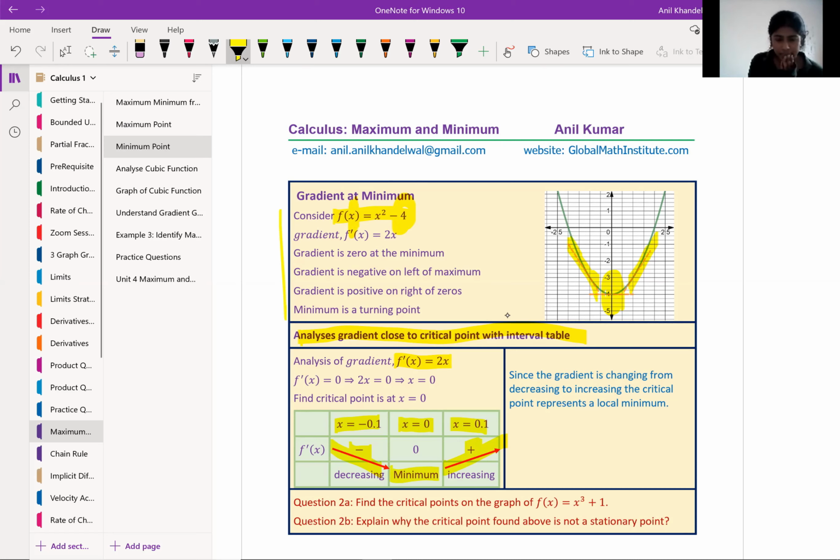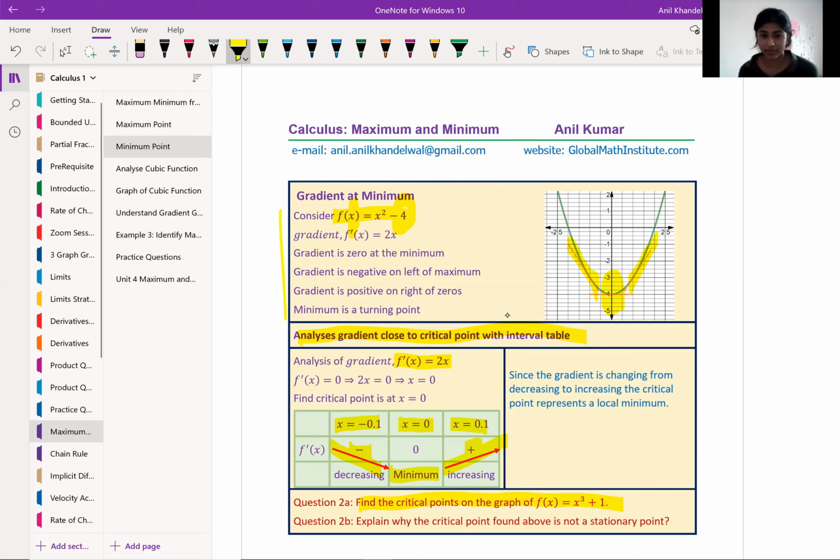That brings us to another question, which is question number 2a and 2b. So Amy, can you just go through these questions and answer them? Yeah. So find the critical points on the graph of f of x equals x cubed plus 1. Would you just find the derivative of that function? Yes. And equate it to 0. What would be the derivative? 3x squared. Yeah, tell me, what is the derivative of x cubed? 3x squared. Perfect. When will it be 0?